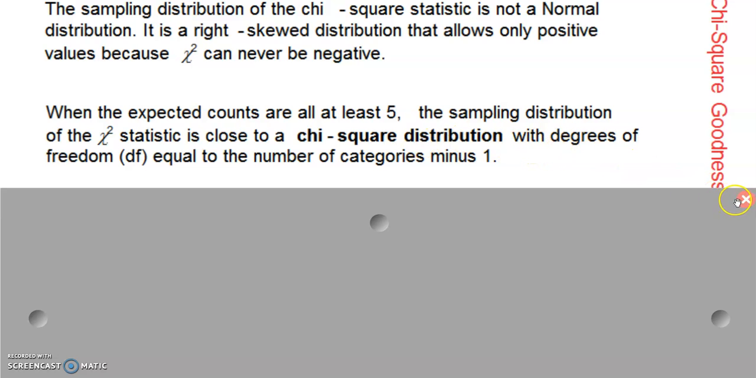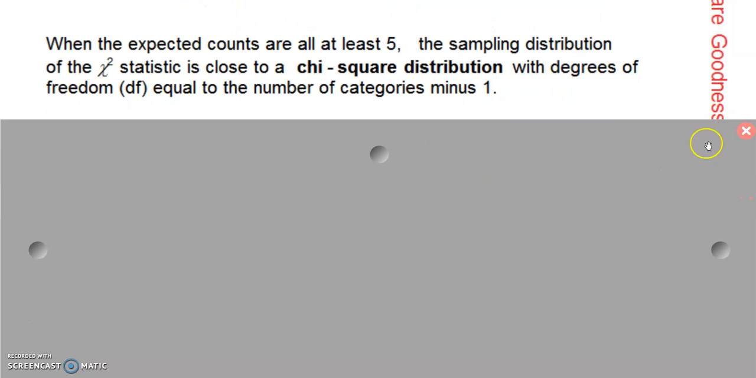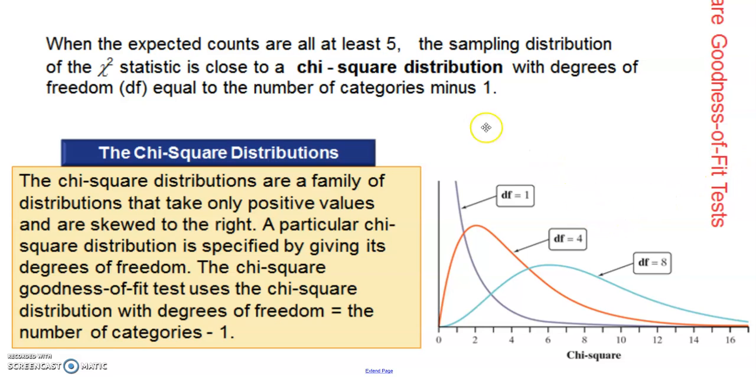These also have a degrees of freedom. The degrees of freedom for a chi-squared distribution are equal to the number of categories minus 1. So in our case, the number of categories was 6 because there were 6 colors, so there would be 6 minus 1 degrees of freedom, or 5 degrees of freedom. So here's what different chi-squared distributions look like with different degrees of freedom. There's degrees of freedom 1, 4, and 8.